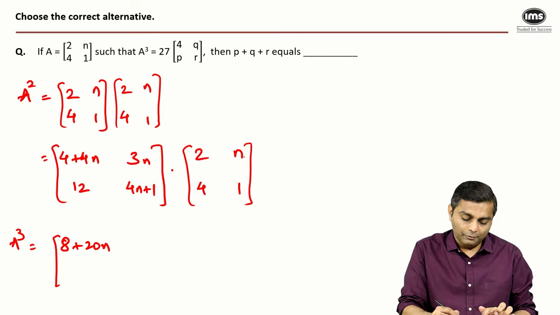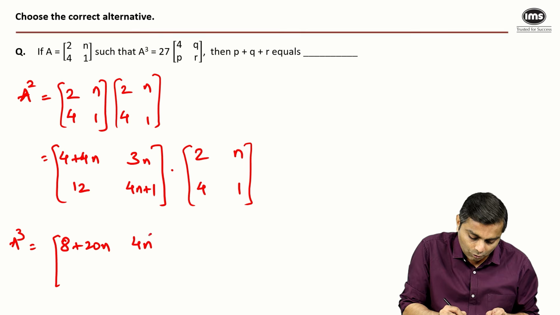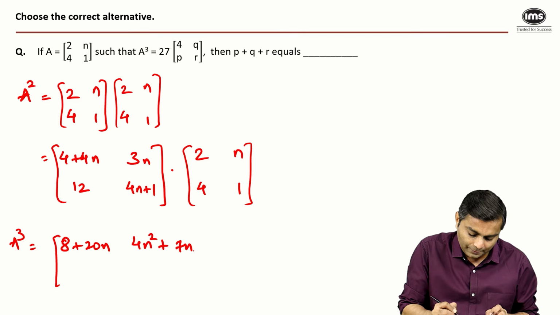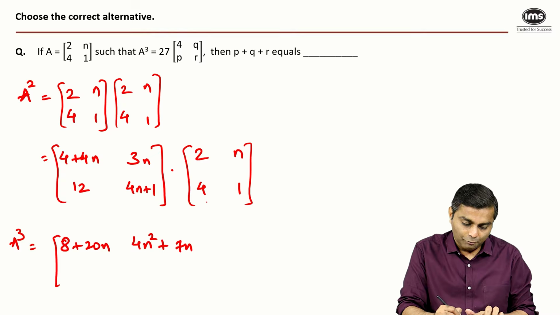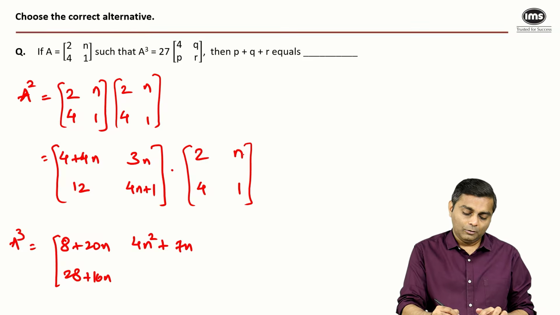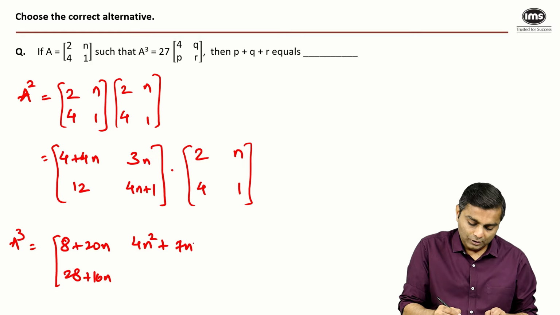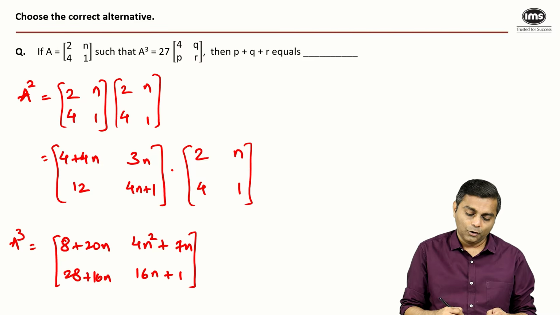Next, 4 into n, 4n plus 4n squared plus 3n. So, 4n squared plus 7n. Second row, 12 into 2, 24 plus 16n plus 4. So, 28 plus 16n and 12n and 4n plus 1. So, 12n and 4n, 16n plus 1. This is our A cube.